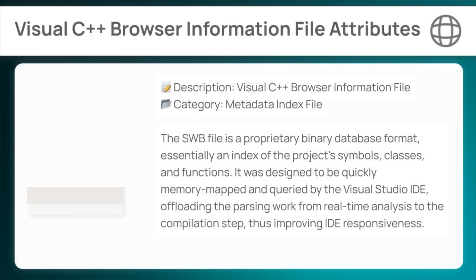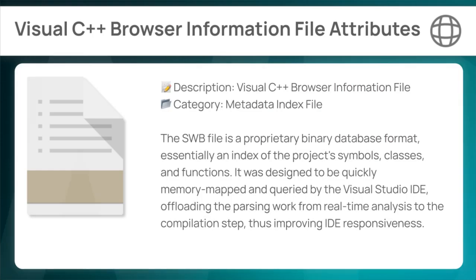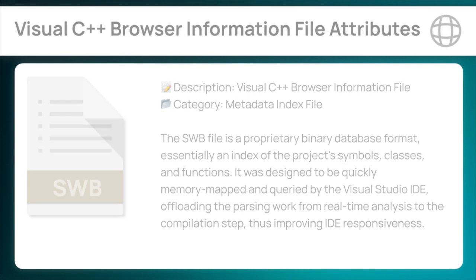The SWB file is a proprietary binary database format, essentially an index of the project's symbols, classes, and functions. It was designed to be quickly memory mapped and queried by the Visual Studio IDE, offloading the parsing work from real-time analysis to the compilation step, thus improving IDE responsiveness.